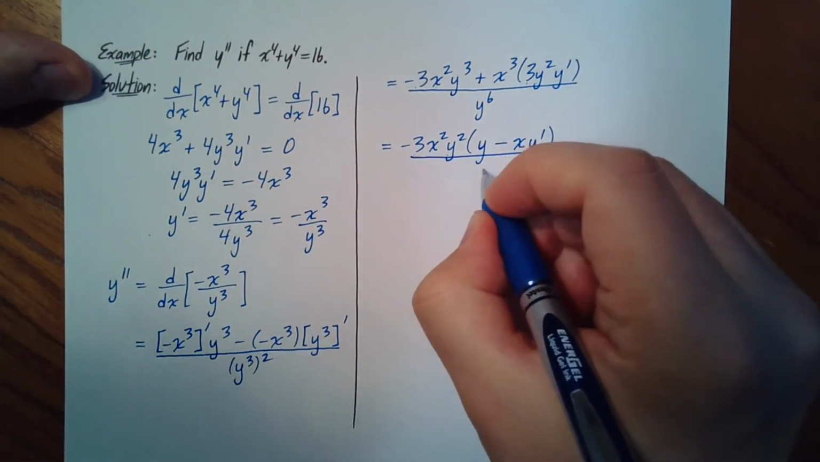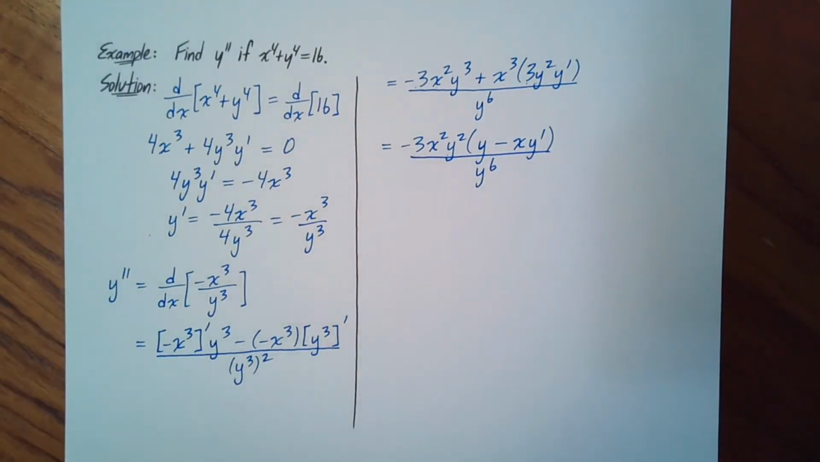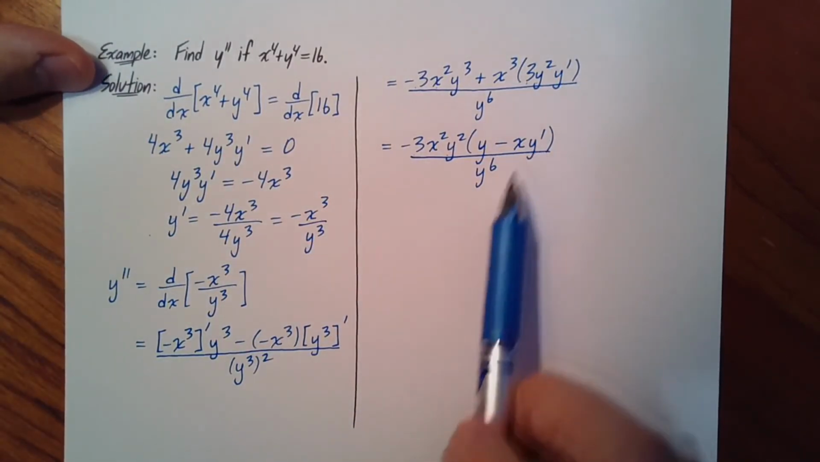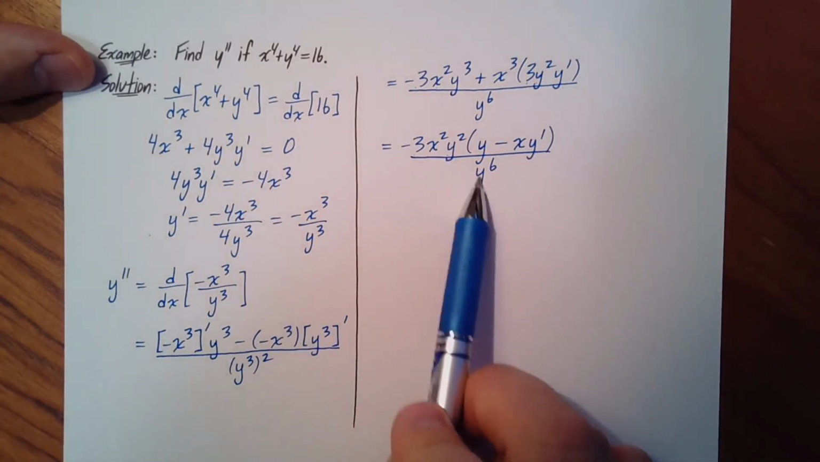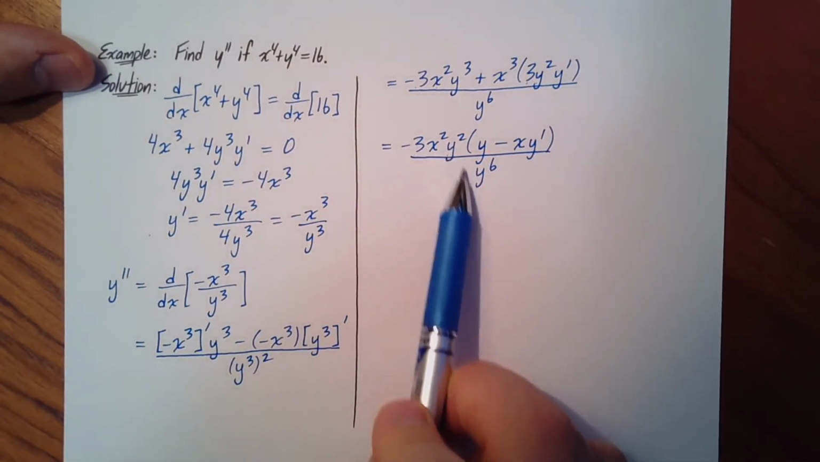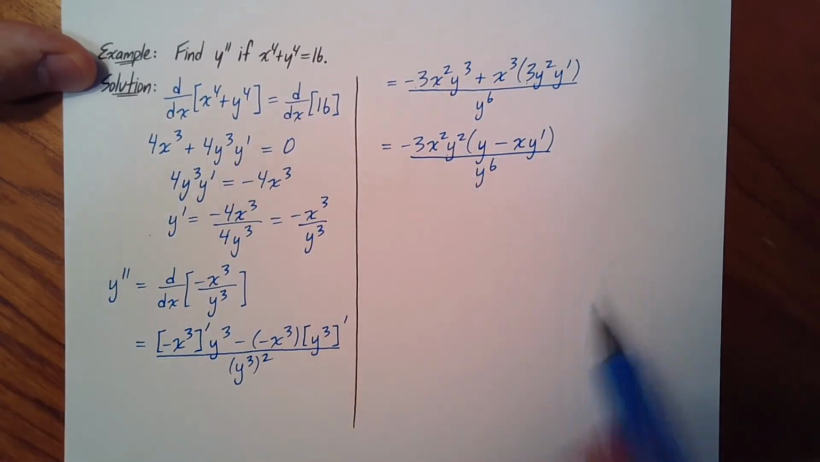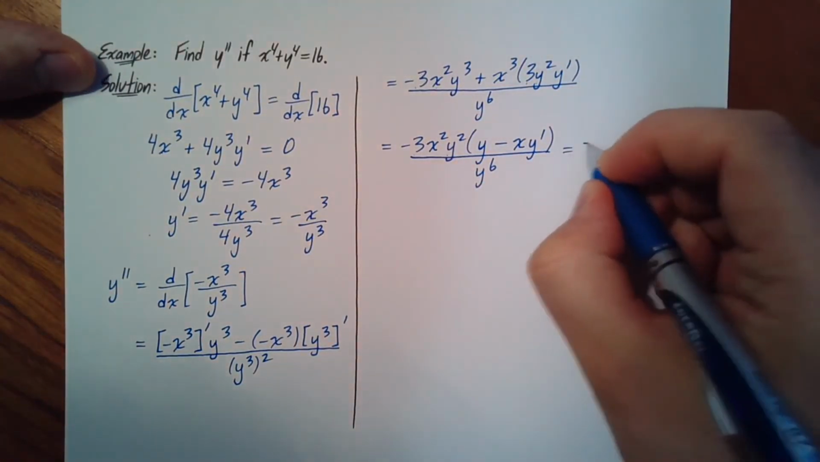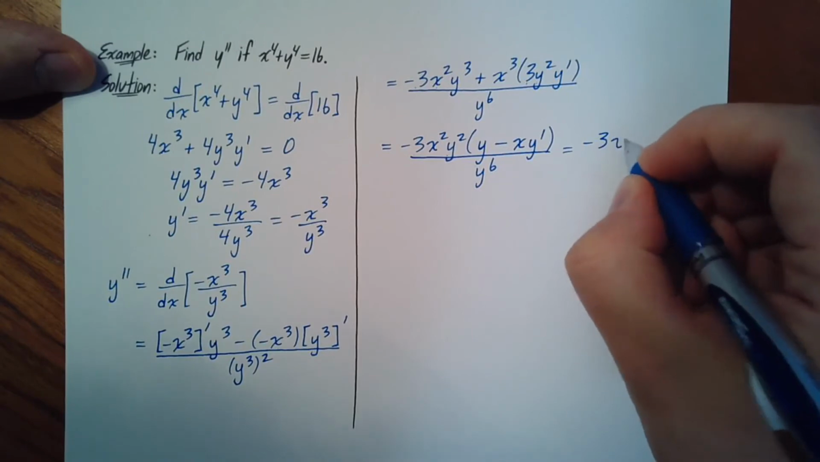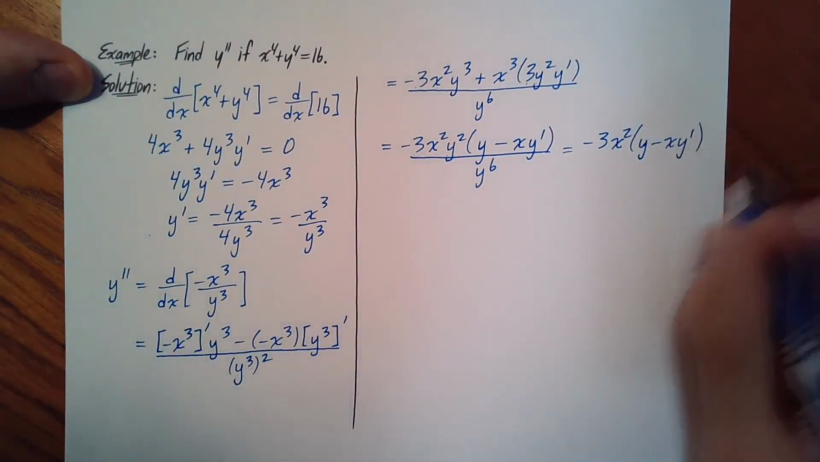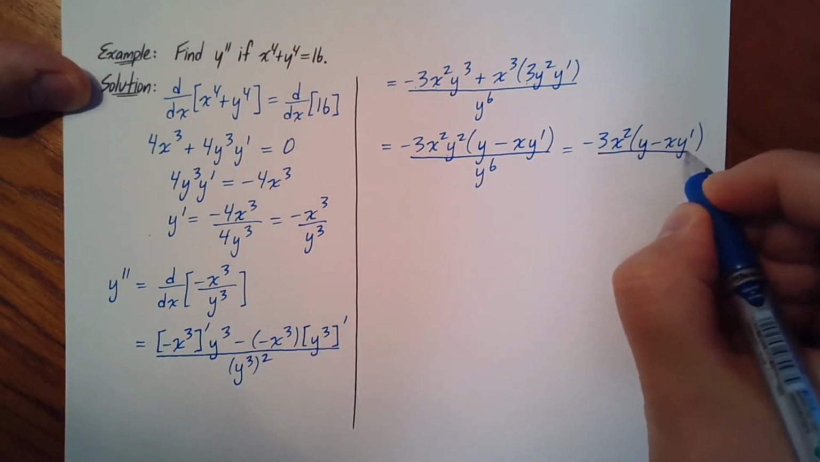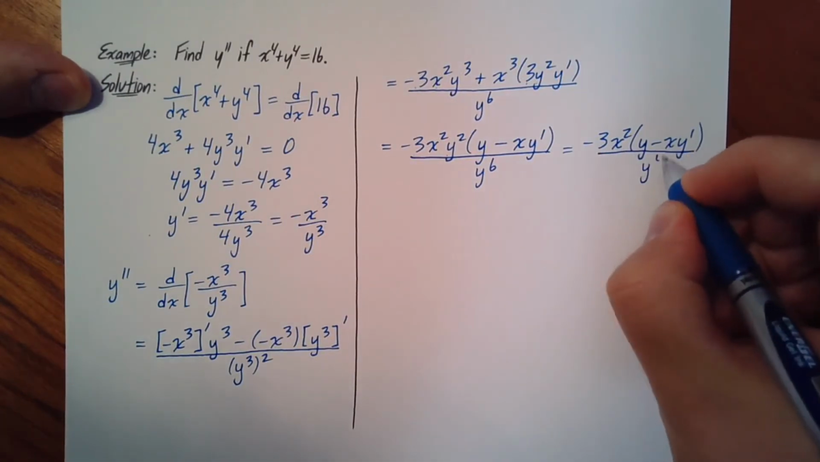And that's all over y to the 6. And, well, we could plug the y prime in. Let's reduce this a bit too. Let's say we got y squared and a y to the 6. Let's cancel the 2 of the y's. And I'll sneak it in here. We're going to have negative 3 x squared y minus xy prime, and that's all going to be over y to the 4 now.